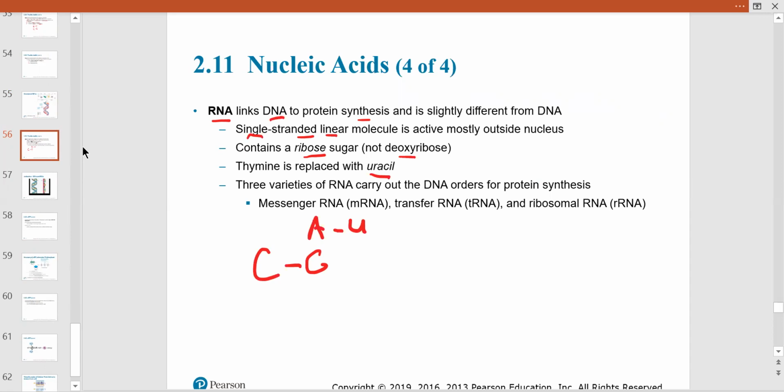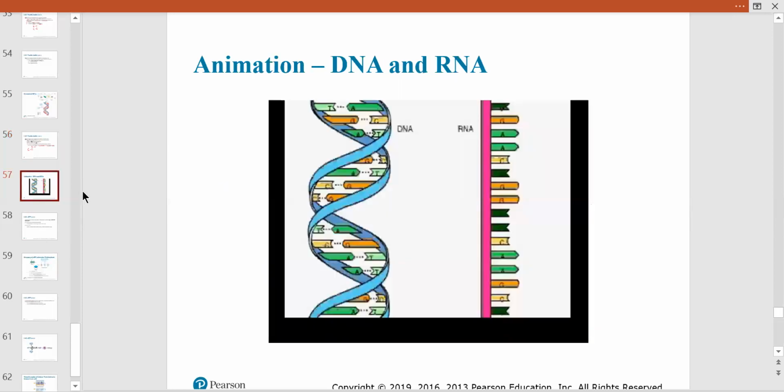And then you have your messenger RNA, your transfer RNA, and ribosomal RNA. Messenger RNA is the one that is transcribed in the nucleus. Transfer RNA brings in the amino acids in the right order. And ribosomal RNA basically is made of ribosomes and builds more ribosomes.